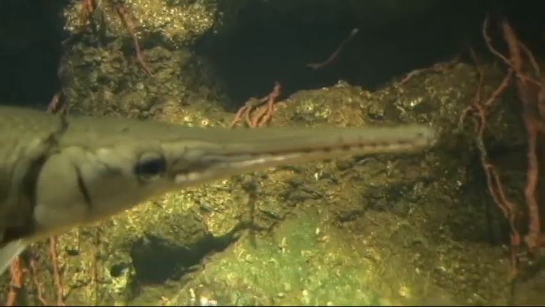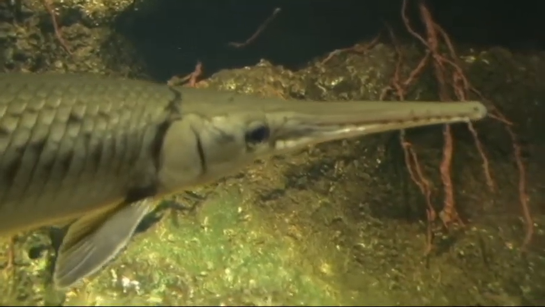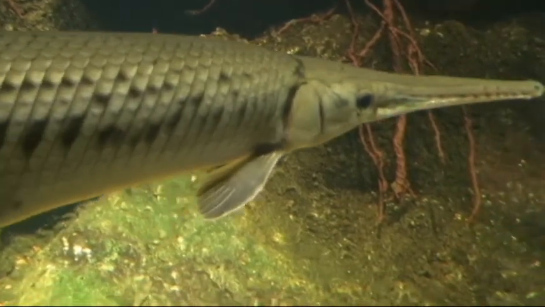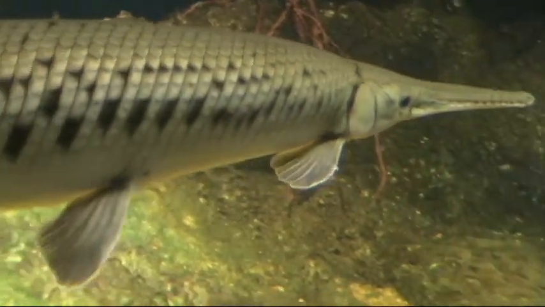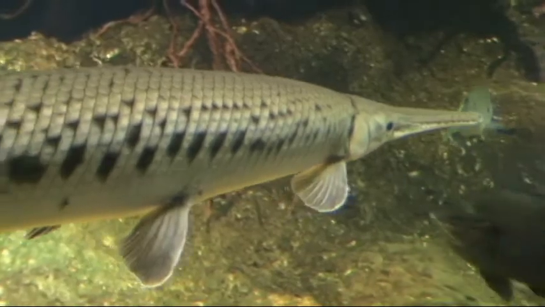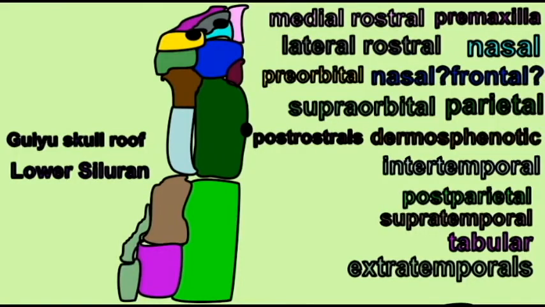Seeing which are homologous to the dermatocrania of modern vertebrates is difficult, and there's some discussion over this. However, there is a Lower Silurian fish known whose skull roof does have homologous elements, and so we begin our analysis of the dermatocranium here.